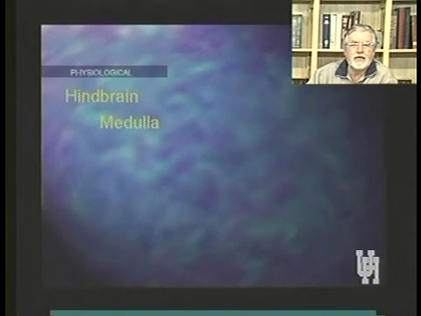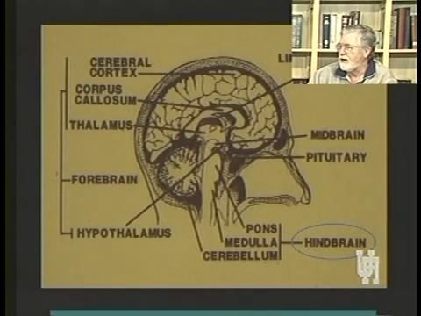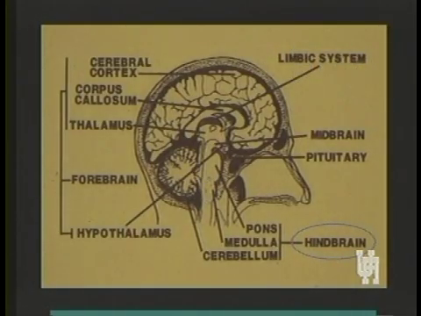So the hindbrain itself has the medulla, it has the pons, and it has the cerebellum. Those are the three major areas of the hindbrain, and we can locate each of those for you on the diagram as follows. Within the hindbrain, we're looking first of all at the medulla, which is the very first swelling that we see at the upper end of the spinal cord as the fibers are entering the brain.